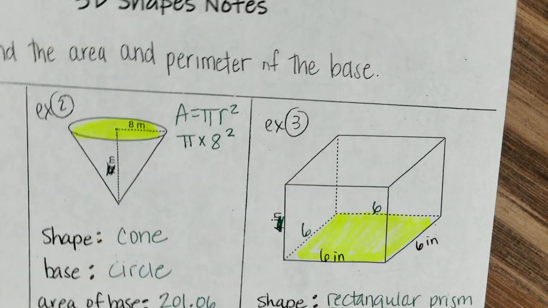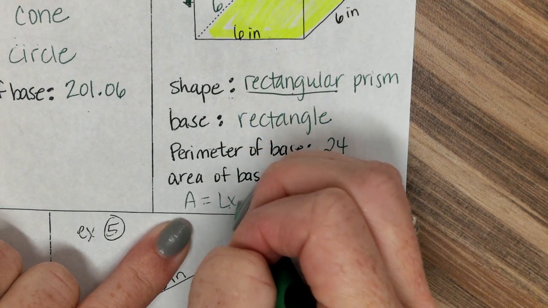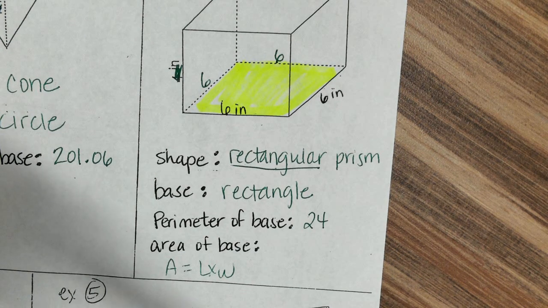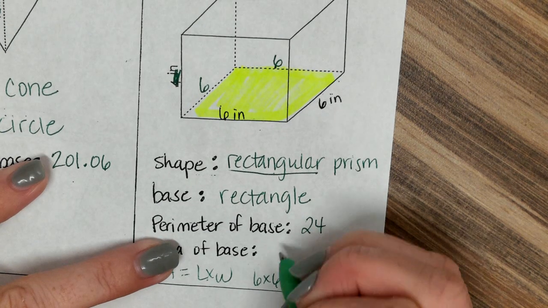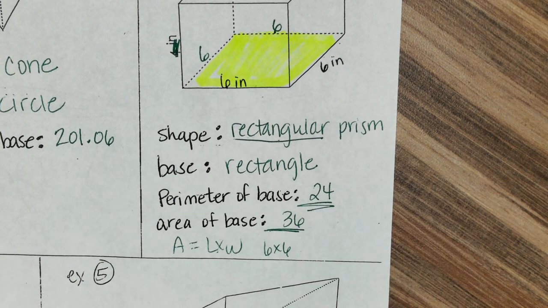So right here, to find area of the base, I'm going to do area equals length times width. What is the length and what is the width of that base? 6 and 6. So I'm going to do 6 times 6, which is 36. So that's my answer. Any questions on rectangular prisms?